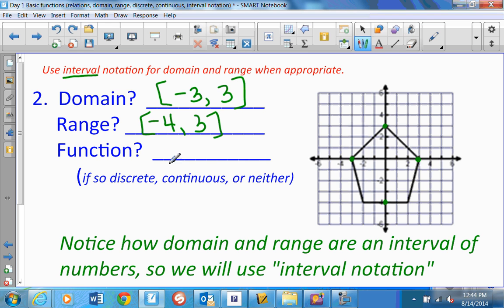Is this a function? No, not at all. Is it continuous or neither? Yes, it's continuous, because it has every point in between. Notice how domain and range are an interval of numbers, so we use interval notation. Yes, I did notice that.